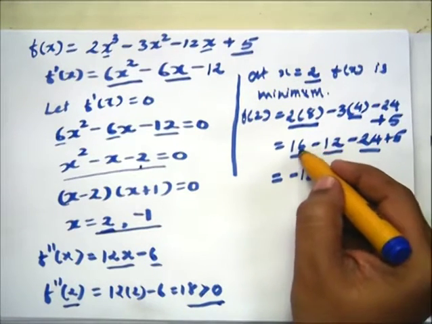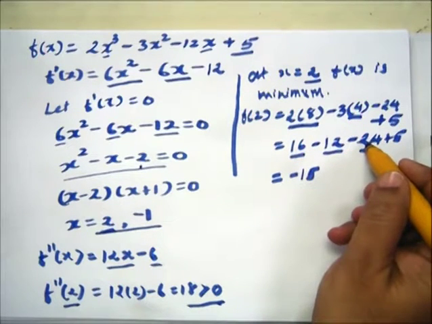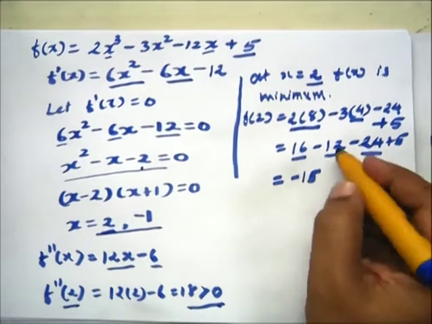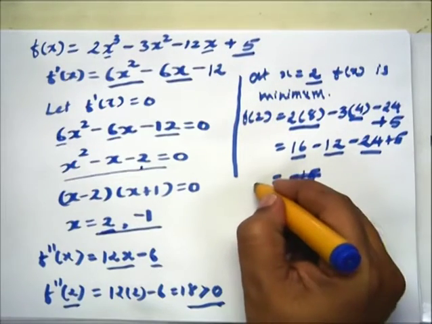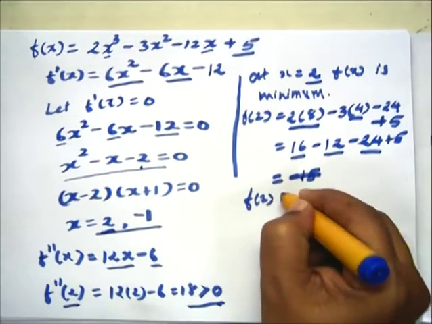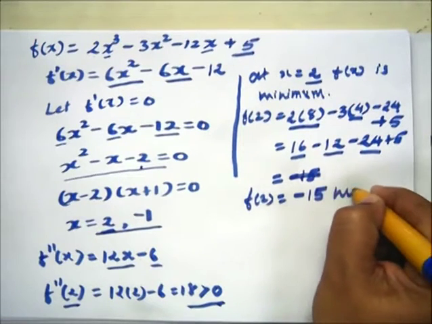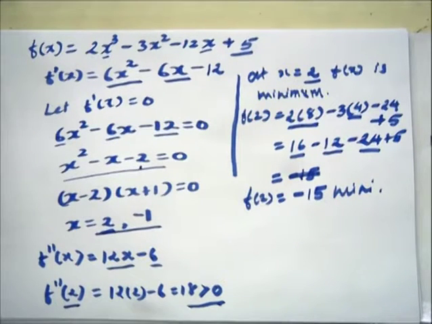So 16 minus 12 is 4. If we add 4 here, it is minus 20, plus 5 is minus 15. So here the value of f(2) is equal to minus 15, which is the minimum value. So here we get the minimum value of the function.